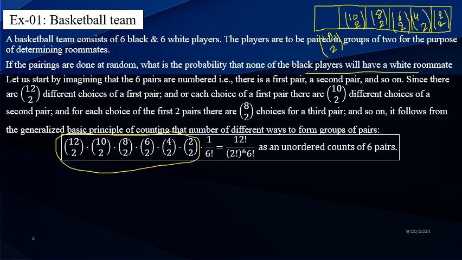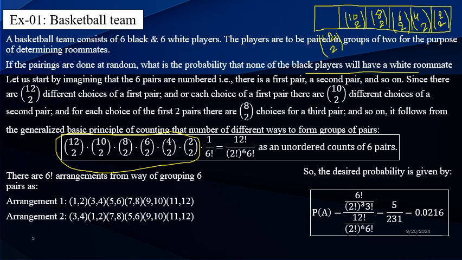Permutation is order counting, and combination is unordered counting. Just take this example. One arrangement we take is 1, 2 together in a room, 3, 4 in another room, 5, 6 in another room, then 7, 8, 9, 10, 11, 12. So it is one arrangement. And if you talk about 3, 4, 1, 2, 7, 8, 5, 6, 9, 10, 11, 12, this one is another arrangement. As per arrangement wise, permutation wise, arrangement 1 and 2 are different.